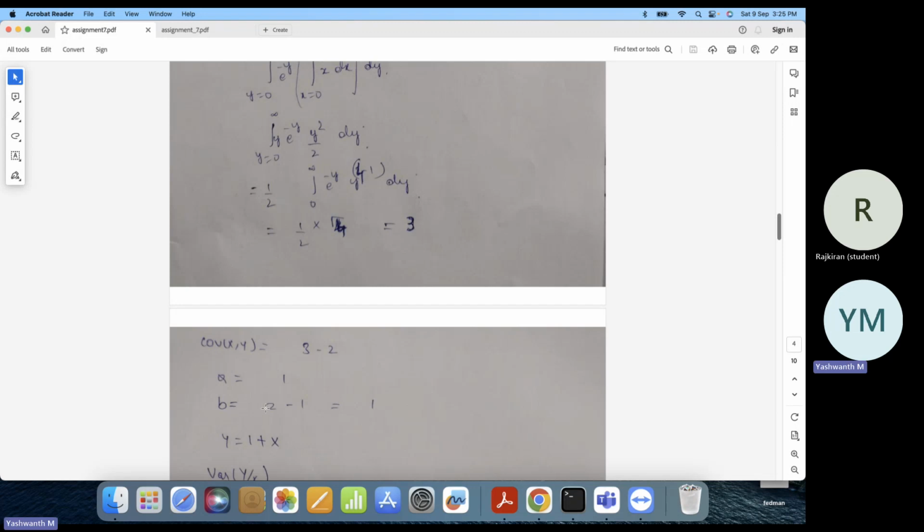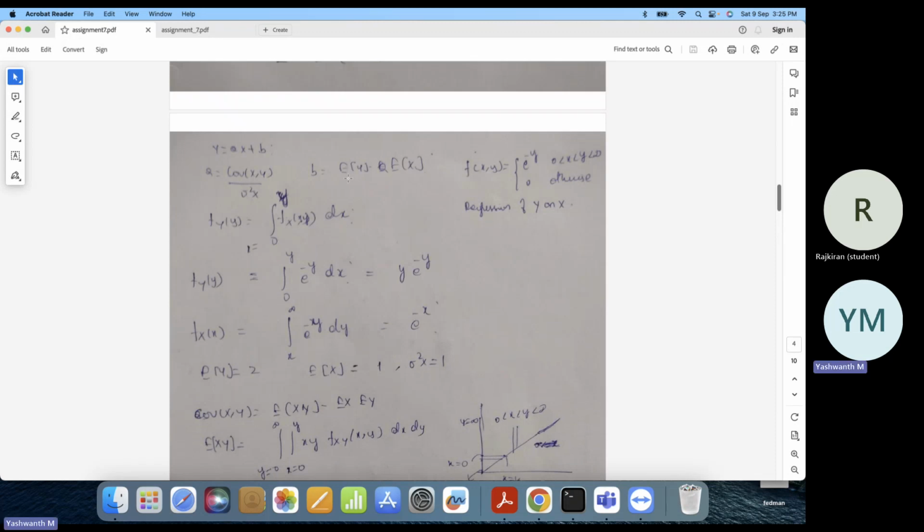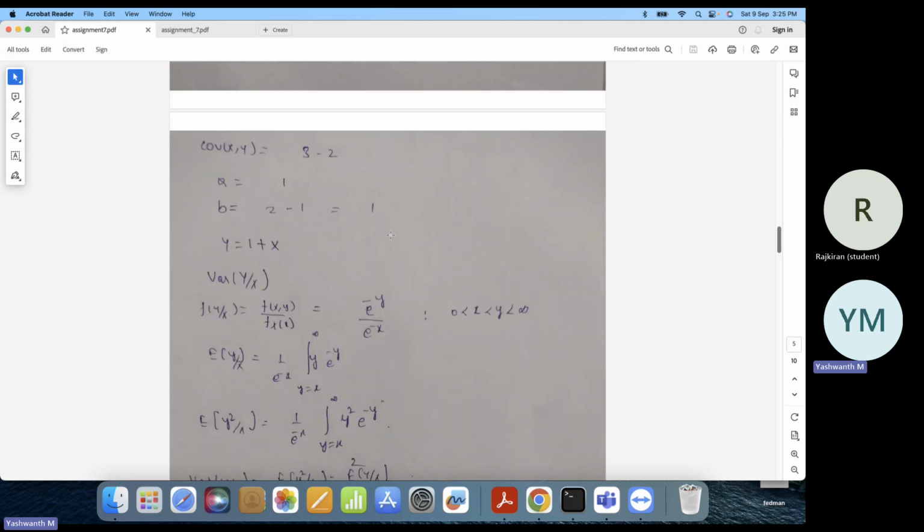And b is nothing but, what was b? Yeah, E of y minus a times E of x. Right? 2 minus a was 1 and E of x is 1. B is also 1. So y is equal to 1 plus x.